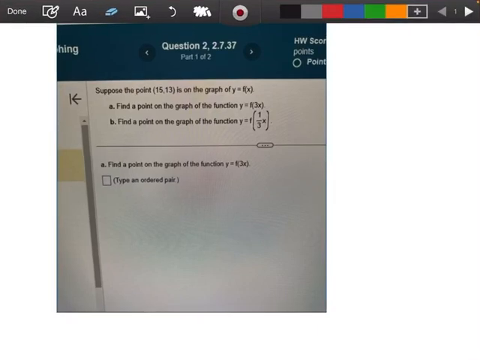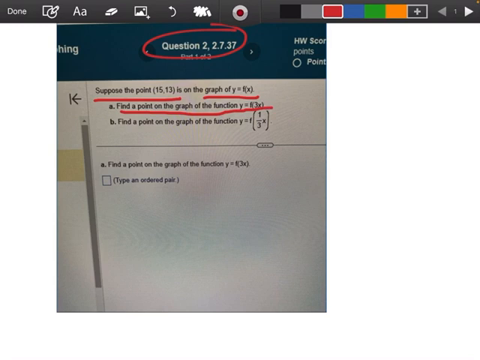All right, so y'all, this is a homework problem out of 2.7. This is question number 2. And the student says, okay, how do I go about this problem? So look what it says here, y'all. Suppose the point (15, 13) is on the graph of y equals f of x. We want to find a point on the graph of the function y equals f of 3x.